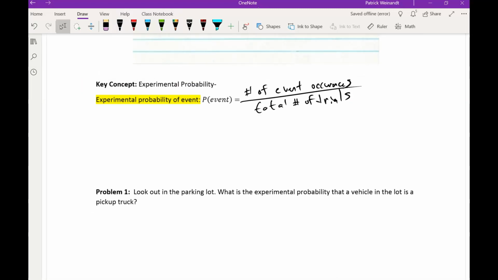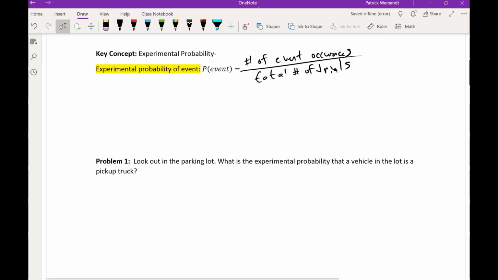So, one example we were going to do is this next one. What is the experimental probability, if we look in the parking lot, that a vehicle in the lot is a pickup truck? So I'll look out my window, look down the street, and I currently see two vehicles down my street. Of those vehicles, one is a pickup truck, actually.